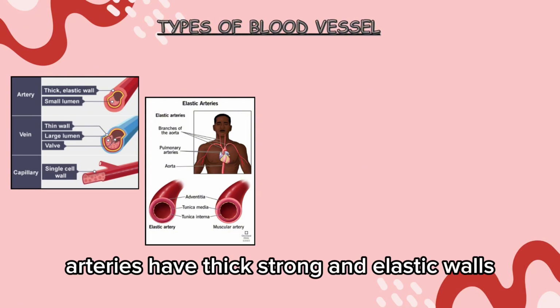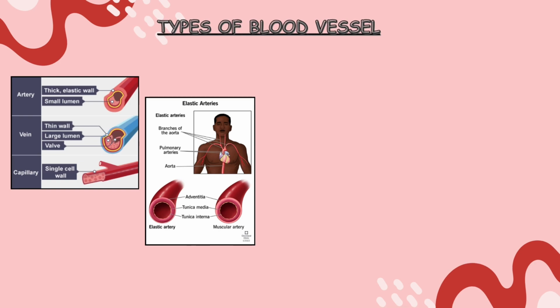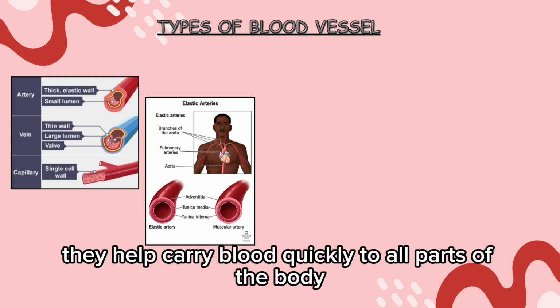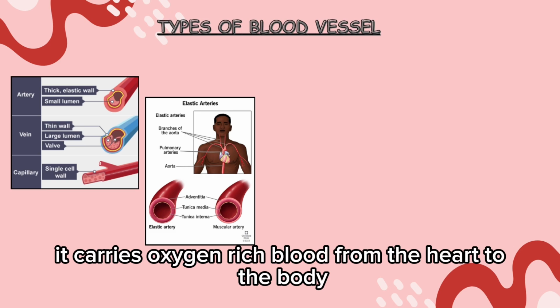Arteries have thick, strong, and elastic walls because the blood inside them is under high pressure. They help carry blood quickly to all parts of the body. For example, the aorta is the largest artery. It carries oxygen-rich blood from the heart to the body.